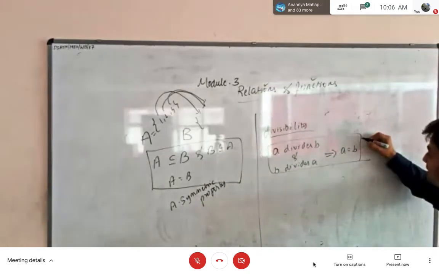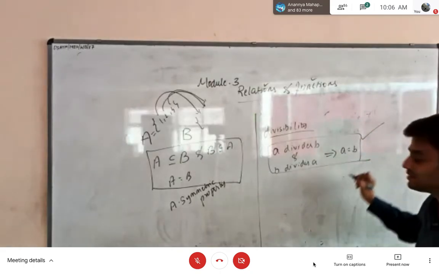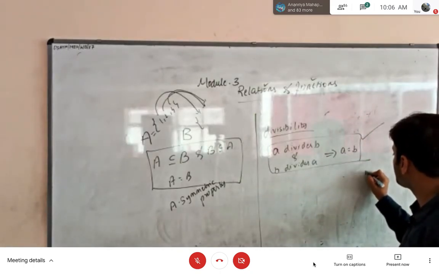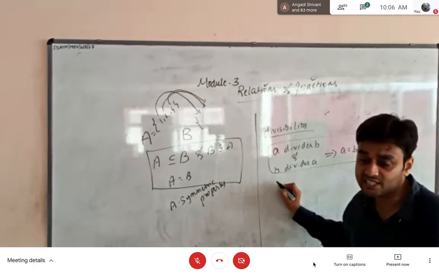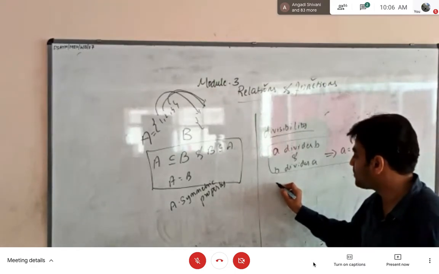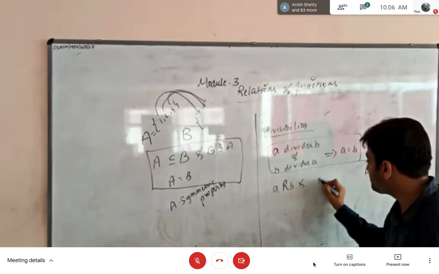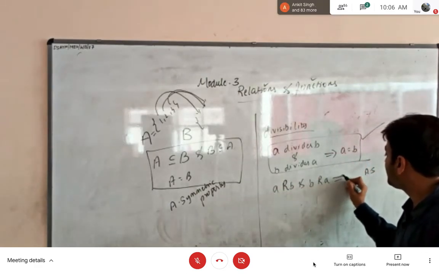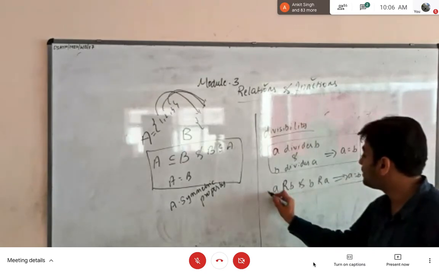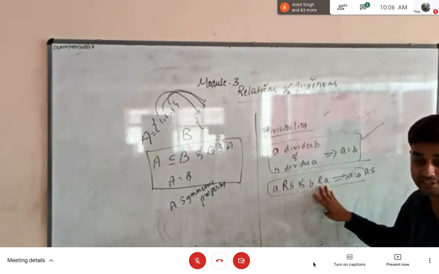Okay, and since this rule is satisfied, this will follow the property of antisymmetry. What does the antisymmetric property tell? The antisymmetric property tells that if some relation exists between A and B and also the same relation exists between B and A, then A and B are equal. So this is the rule of antisymmetry.